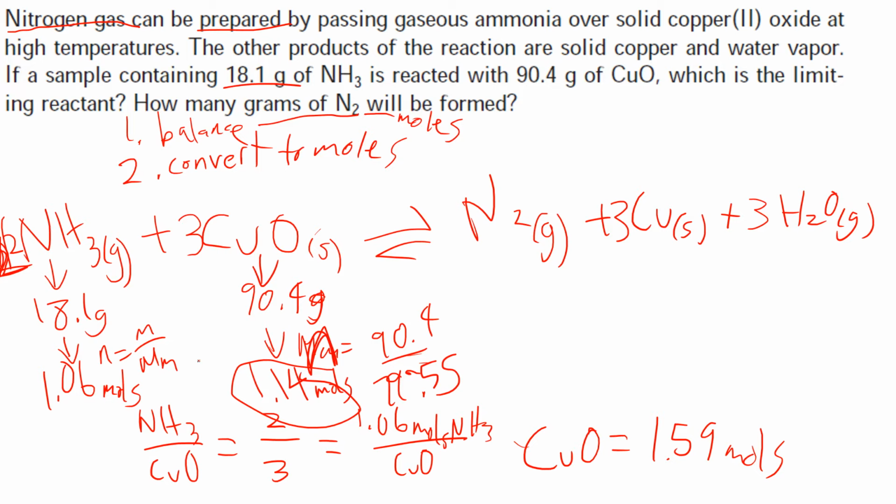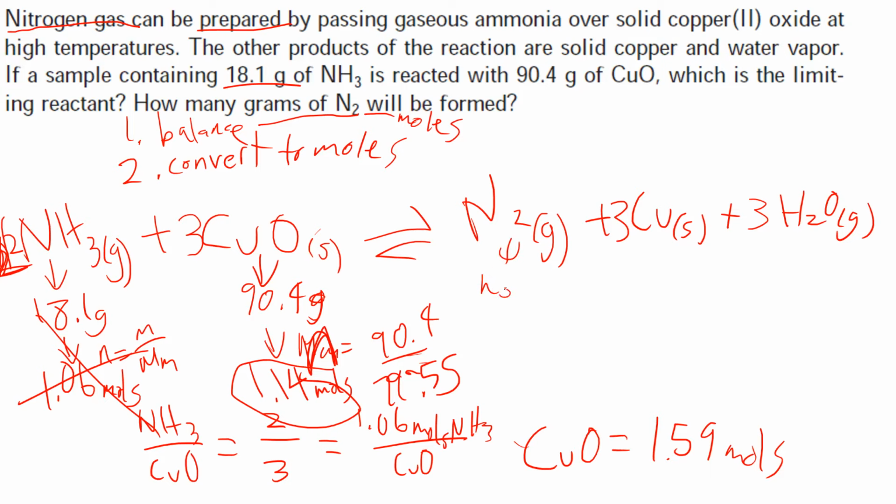Now, once we find the limiting, we forget about the other value. We forget about how many moles of ammonia, because it doesn't matter if we have 1.06 moles, 2 moles, or 3 moles. It's going to be in excess. There's going to be left over. What's really going to determine how much we can make is the copper oxide. So we do a mole ratio with copper oxide now.